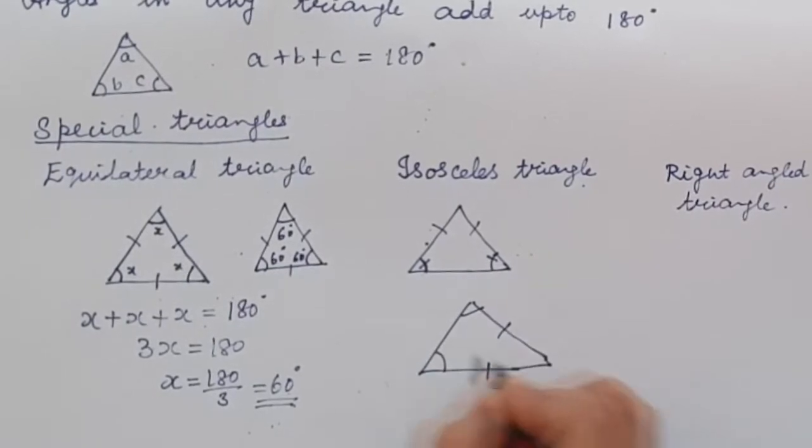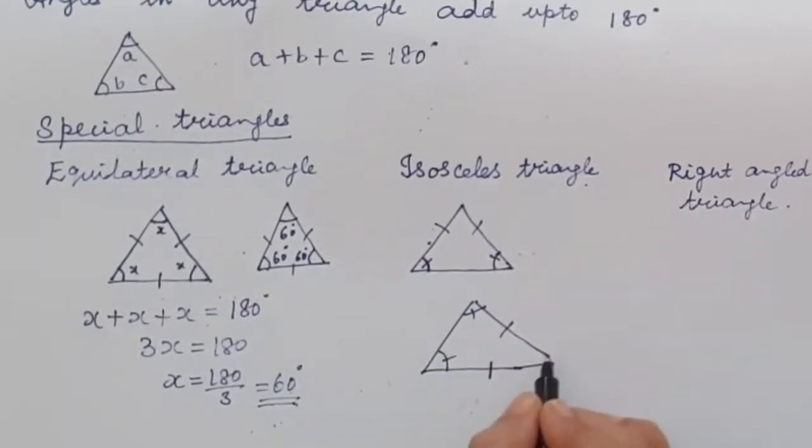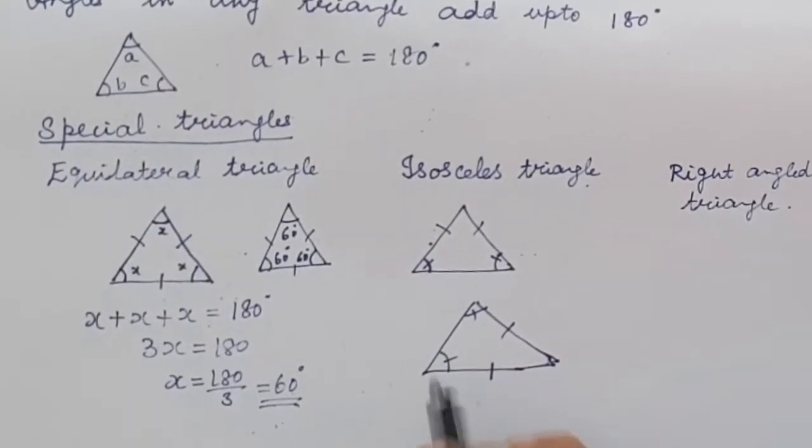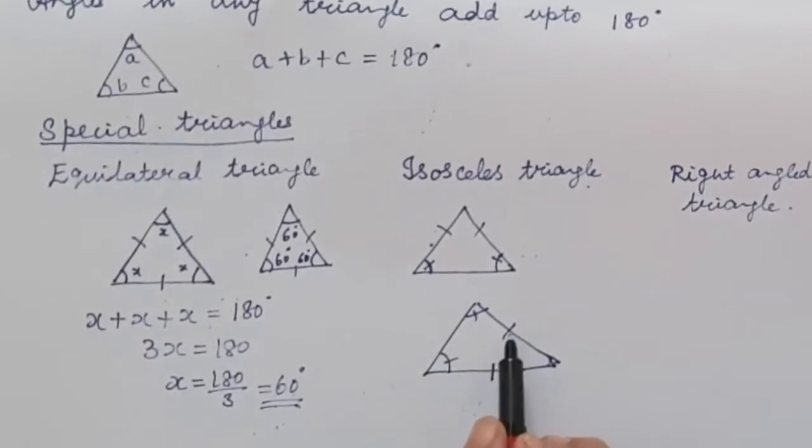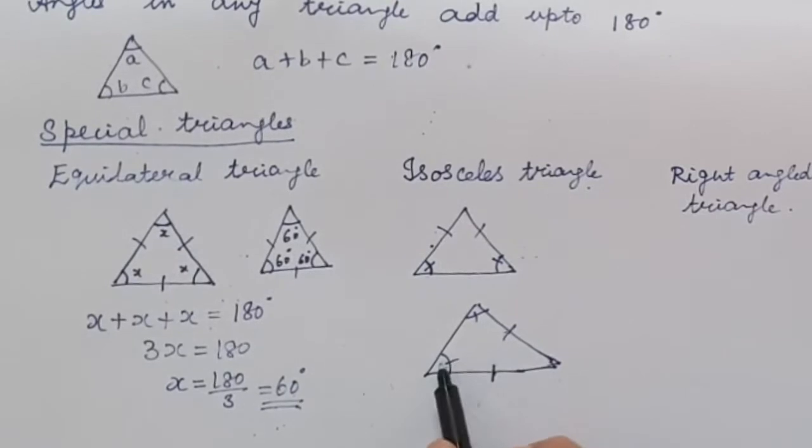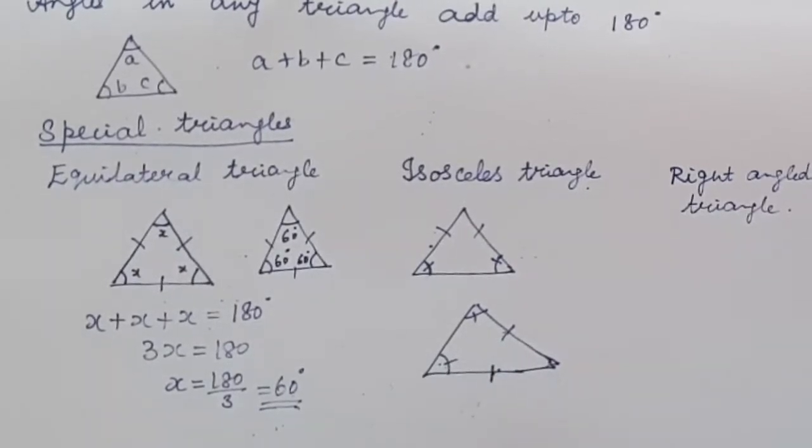That is, if these two sides are equal, then these two angles will also be equal. So whichever direction, we are just considering that two sides are equal. When two sides are equal, angles opposite to the equal sides will also be equal.